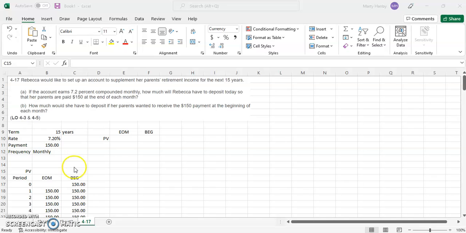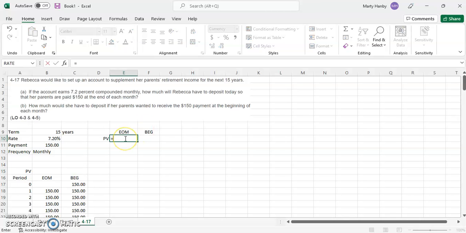So, multiple ways to do these. You could actually do it by hand in here as well. The easiest is probably the PV function. So equals, sorry, let me read the question.